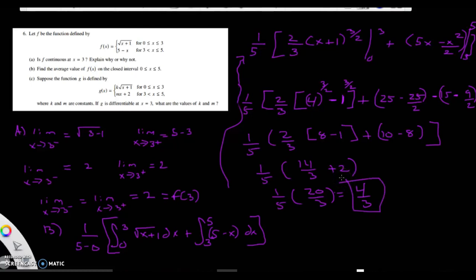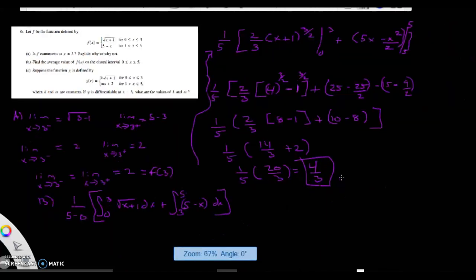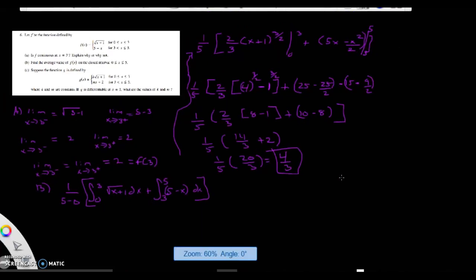Okay, part C. Suppose the function g is defined by g of x equals k root x plus 1 for 0 is less than or equal to x, which is less than or equal to 3, and m x plus 2 for 3 is less than x, which is less than or equal to 5, where k and m are constants. If g is differentiable at x equals 3, what are the values of k and m? Okay, this is going to be disgusting.